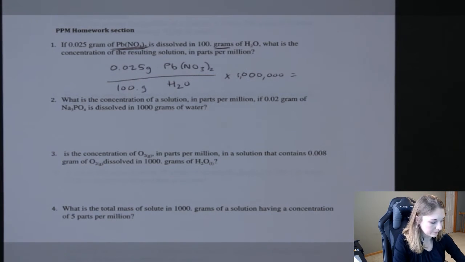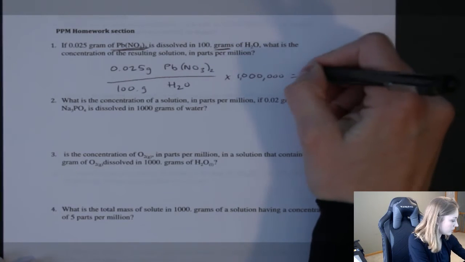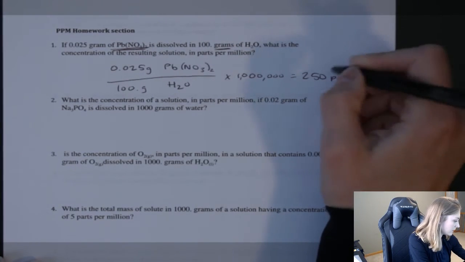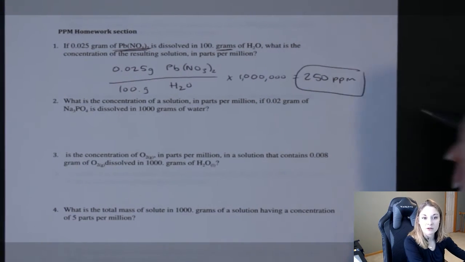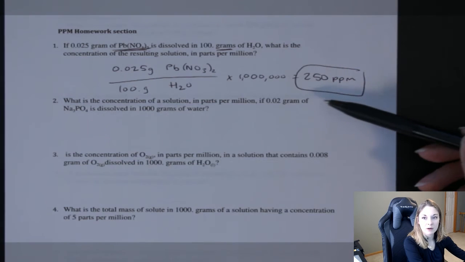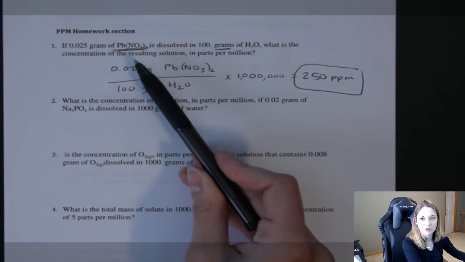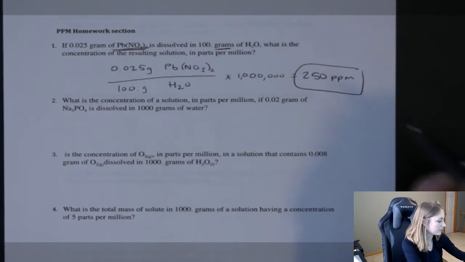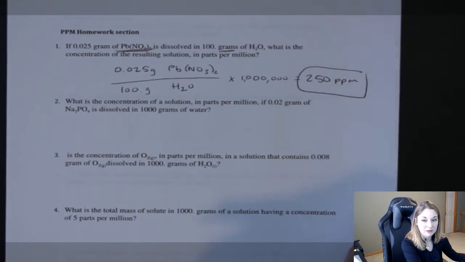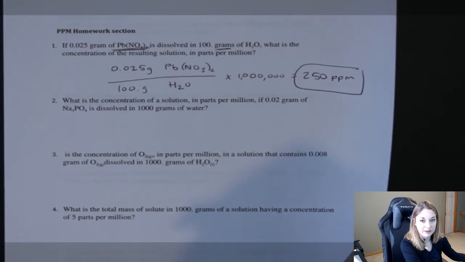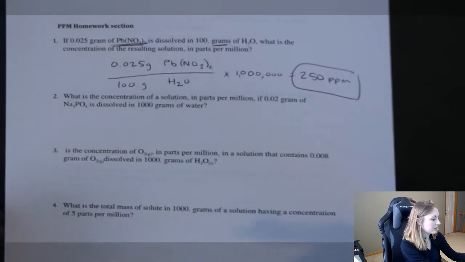So if we quick do that, you'll get 250, and then your label is parts per million. And what that is signifying is that you have 250 molecules or parts of this lead nitrate per million parts of water. So again, that should be pretty easy. It's just identifying that solute and then dividing it by your solution and then straight multiplication. Your percent composition will be very, very similar.